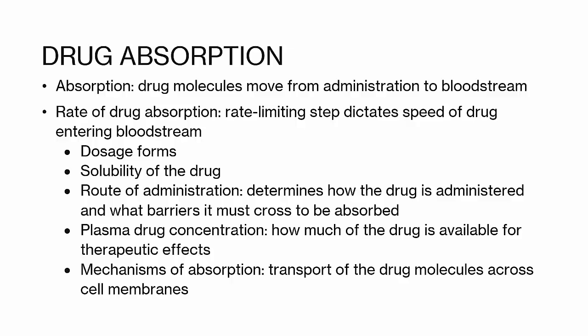The route of administration determines how the drug is administered and what barriers it must cross to be absorbed. The plasma drug concentration is how much of the drug is available for the therapeutic effects. This is dependent upon the first-pass metabolism and bioavailability. And lastly, the mechanism of absorption. This is the transport of the drug molecules across the cell membranes.